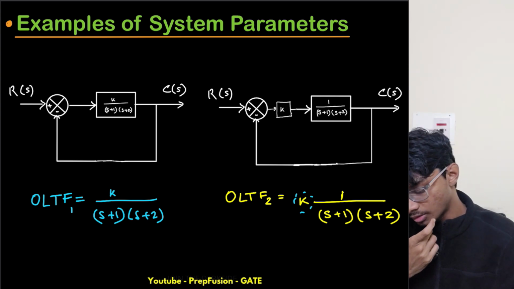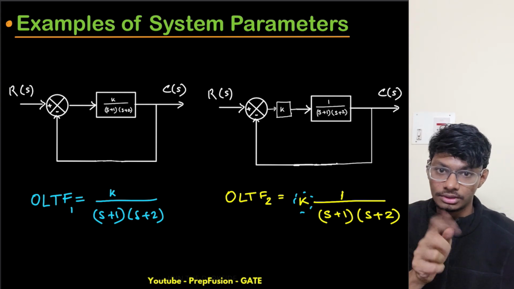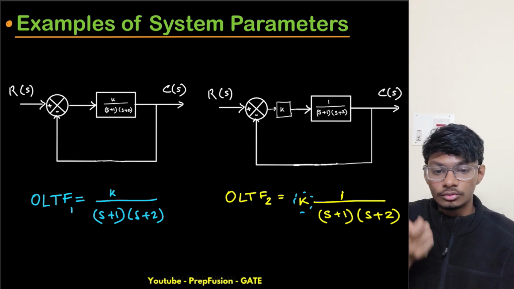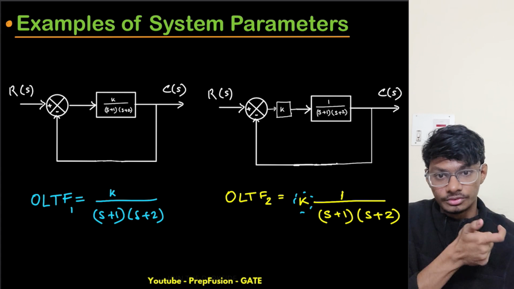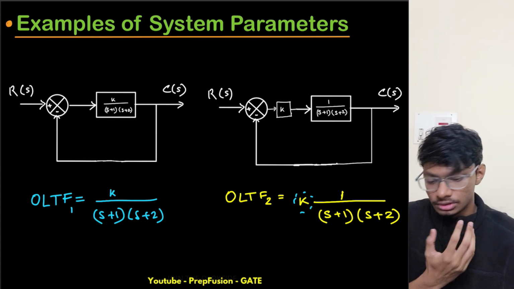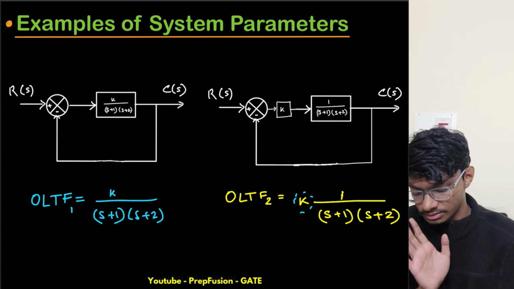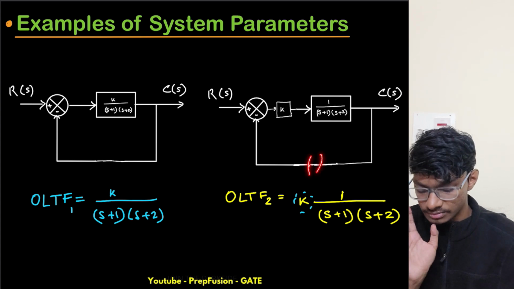So it may be on the outside, it may be on the inside, it doesn't matter. But what you have to do is find the OLTF, and by OLTF you can find your characteristic equation. Okay, so by OLTF you can find your CLTF, right? How? For a unity feedback. Even if it is not unity feedback, let's say this was unity feedback, here let's say there is some H(s) here.